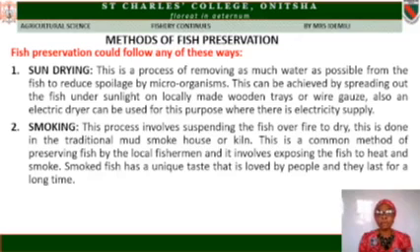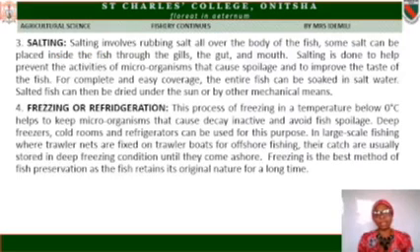The second one is smoking. This process involves suspending the fish over fire to dry. This is done in the traditional mud smokehouse or kiln. This is a common method of preserving fish by the local fishermen, and it involves exposing the fish to heat and smoke. Smoked fish has a unique taste that is loved by the local people, and they last for a very long time.